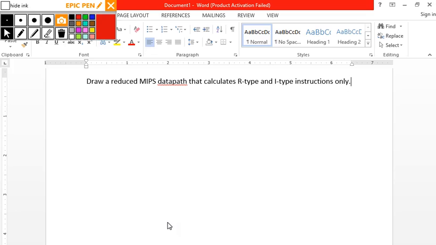For R-type, it is 51 minutes. And 5 to 0, this is our shift amount. I don't know where that goes. But that's your shift amount, and then you have your 5 to 0, which is your function. Oh yeah, so 5 to 0 goes to the ALU. That's why you go there, because it's R-type.